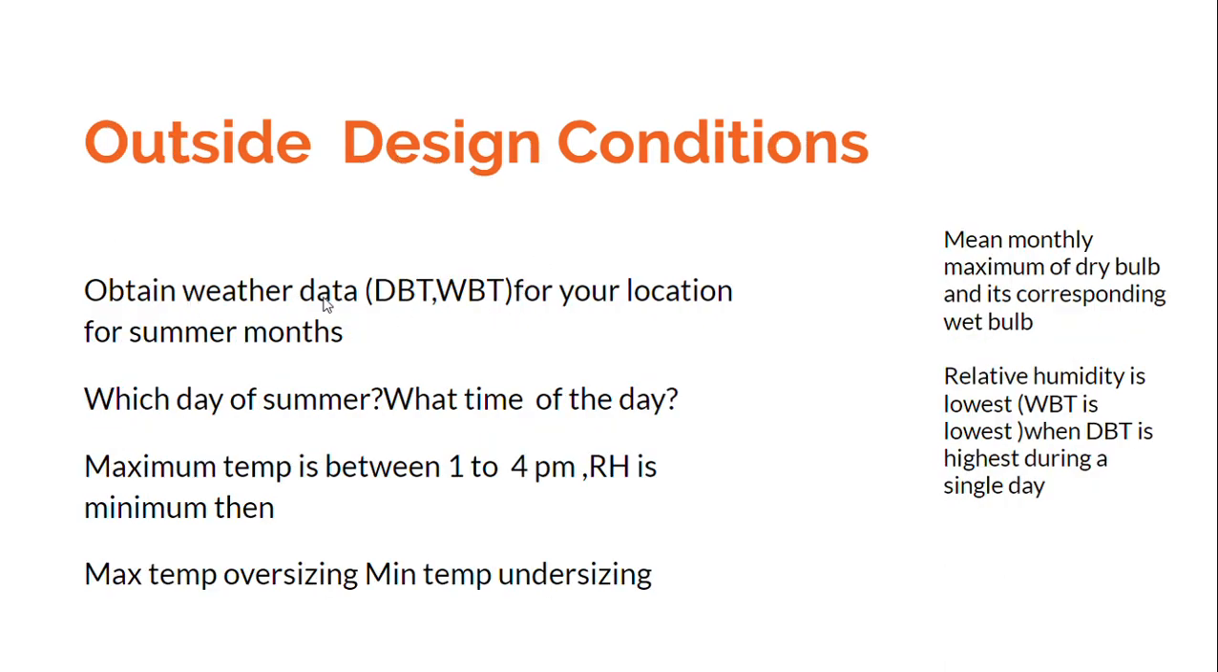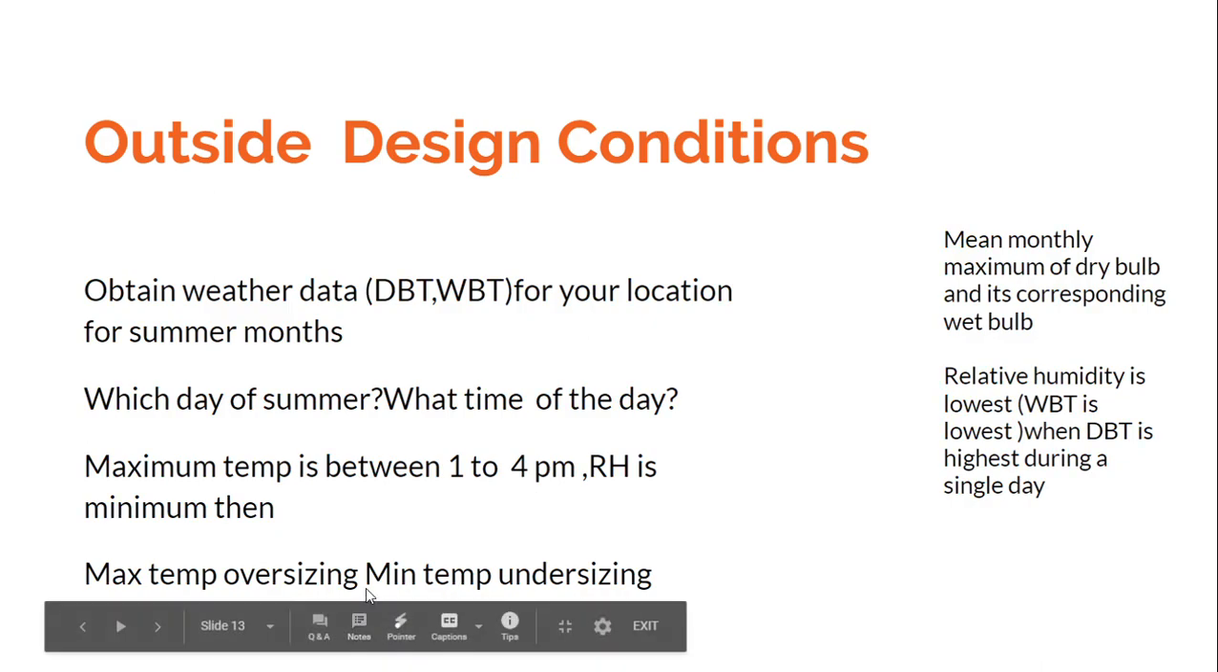Now, how to select the outside design conditions? For selecting the outside design conditions, we need to have the weather data from the nearby weather station. Once we get the weather data, we would see that for summer especially, the maximum temperature will be between 1 to 4 p.m. and the relative humidity is minimum there. So now which temperature should one choose? If you choose the highest temperature from the data of the summer month, then there would be a different size of AC system. If you choose the minimum temperature, that would give you a different size.